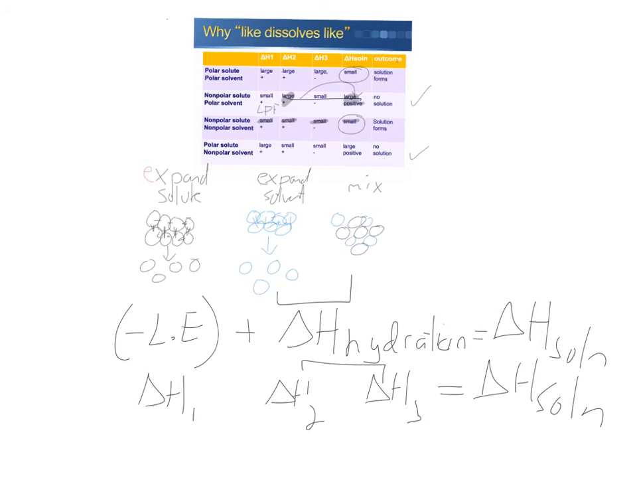So you will do problems in the book where you're given a heat of hydration and a lattice energy, and you're expected to calculate the heat of solution. We don't really look at delta H1, 2, and 3. This hydration is a combination of 2 and 3, and then the opposite sign of the lattice energy is delta H1. So you will do some calculations there.